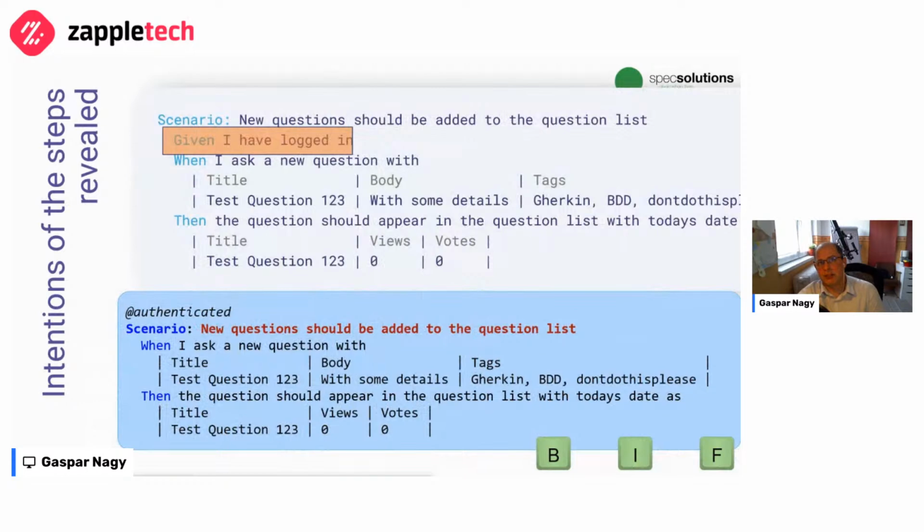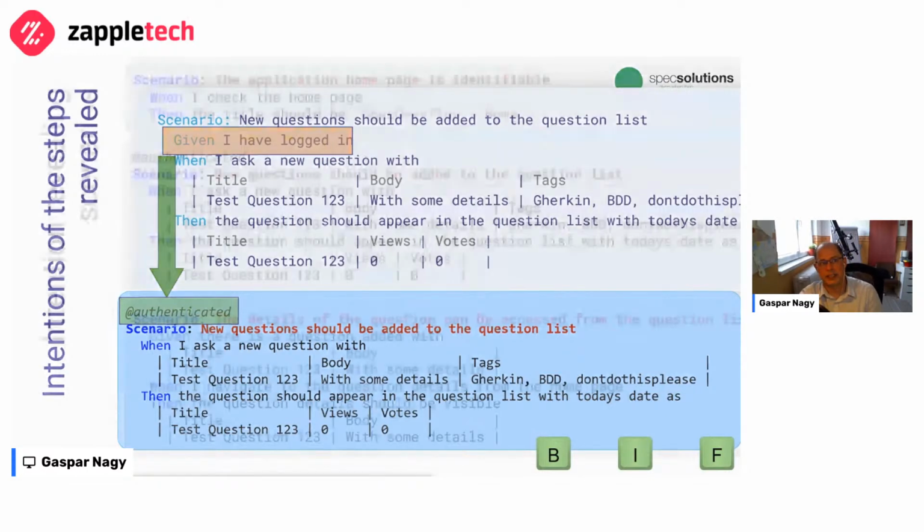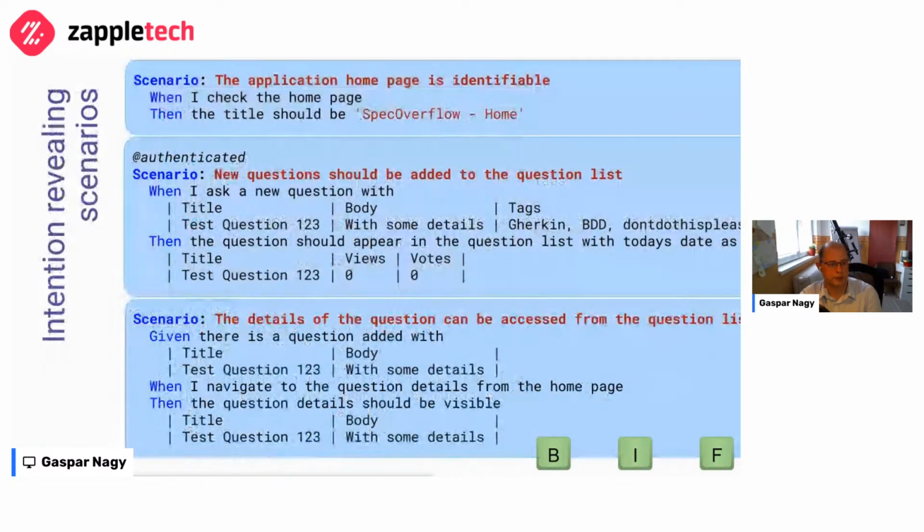And given I have logged in, maybe what we really wanted to say is that there should be an authenticated user. One way of expressing that would be with a Gherkin tag. We don't necessarily even need a step for that. Again, we just highlighted what we really wanted to have. Okay, so now we have applied the business language, the focus, and the intention revealing principle.